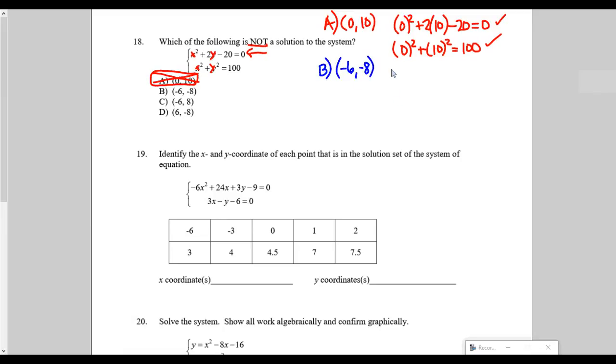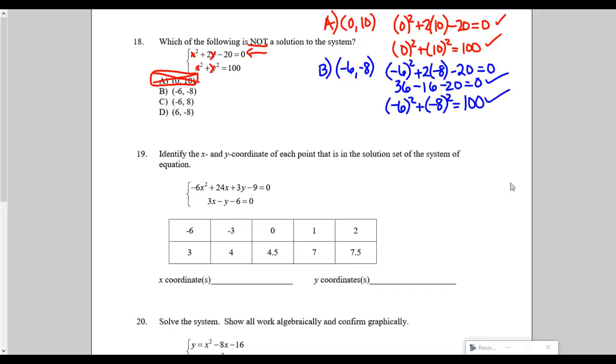So if I plug in x is negative 6, I have negative 6 squared plus 2 times negative 8 goes in for y. So up here I have 36 minus 16 minus 20. Does that equal 0? Yes, it does. So that one looks good. Then I'm going to plug in negative 6 squared plus negative 8 squared. I'm plugging into the bottom equation. Does that equal 100? 36 plus 64 is 100. So that means B is a solution. So I don't want that one either.